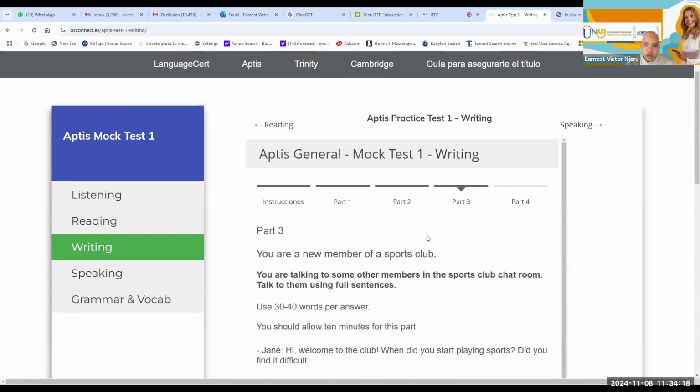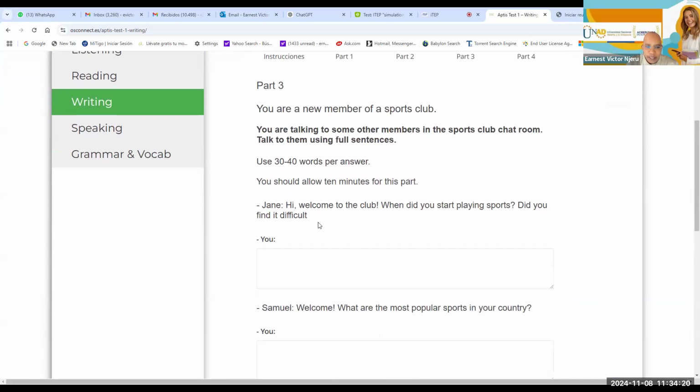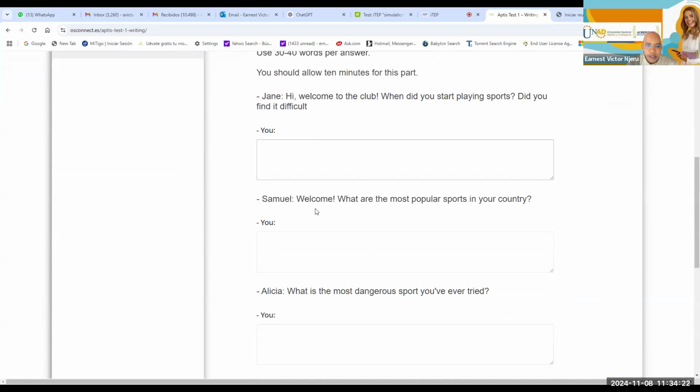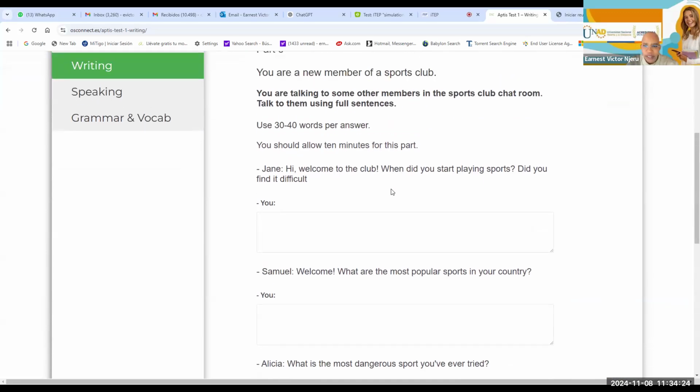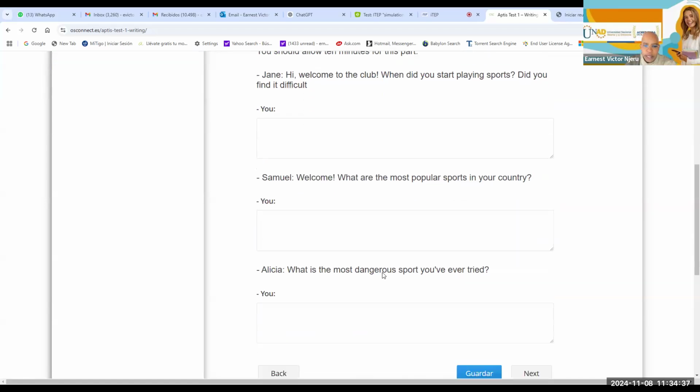Part 3, here you have the chats. You have Jane, Samuel, and Alicia. They ask you, it's like a chat on WhatsApp. Hi, Jenny. Well, welcome to the club. When did you start playing sport? Did you find it difficult? So using the connectors, the linking ones, justification, try to write there. You answer. Very good. So that's about it.